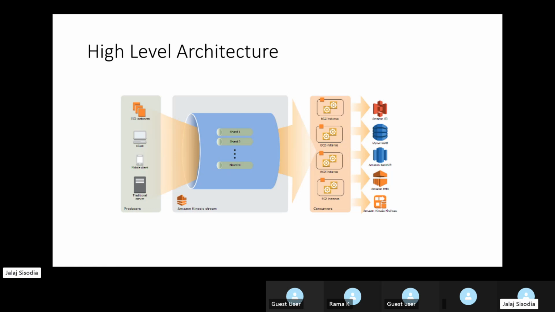Again, on the consumer side, a consumer can be residing on EC2 machines. A consumer can be your Lambda function. A consumer can be your S3 data. A consumer can be one more Kinesis family member, that means Kinesis Firehose or Kinesis Analytics. We could have Redshift, DynamoDB, or EMR. Any service that works with data can be a consumer of that.